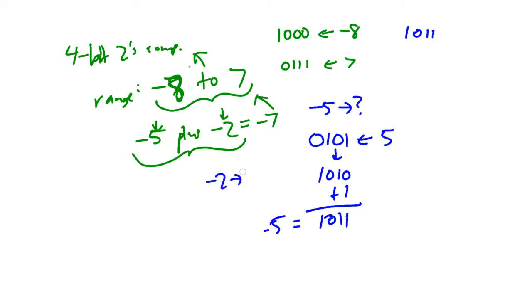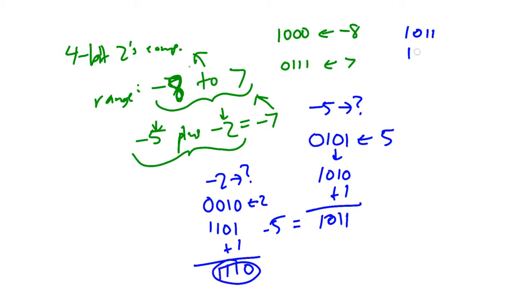Now, let's do -2. What is -2? Well, we know it's a negative number, so we're going to have a 1 there. But we've got to figure out all the digits. So let's write down +2. That right there is +2. Let's flip all the bits and add 1. Flip all the bits, add 1, we get 1110. Therefore, that number right there is going to be negative 2. So this is what we're doing here: 1011 plus 1110.